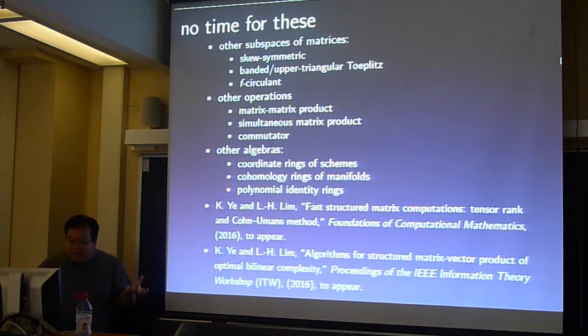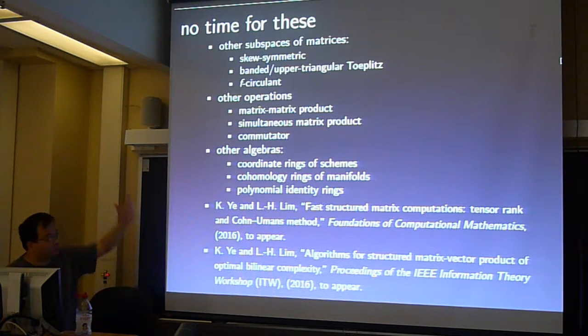And remember that my technique essentially boils down to embedding objects, matrices and vectors, into algebras. Where do the algebras come from? I showed you group algebras, but you can talk about others. For instance, if I talk about triangular Toeplitz matrices, I have to use coordinate rings of schemes, or cohomology rings of manifolds. So this is potentially going to give you insights. We didn't really exploit this. We just realized that the algebra that we use is actually the cohomology ring of CP2.